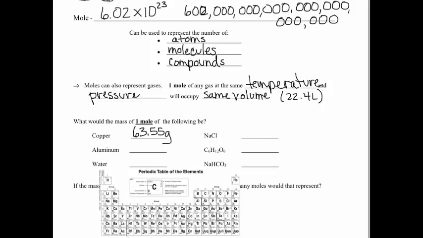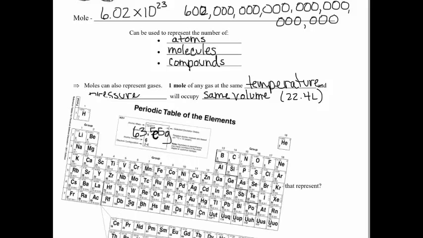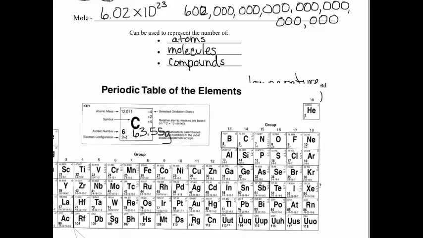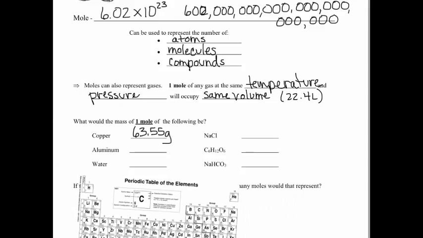We can do the same thing for aluminum then. 1 mole of aluminum will have a mass of 26.98. We're going to ignore those other decimal places. So 26.98 grams. All right, so those are both atom examples.